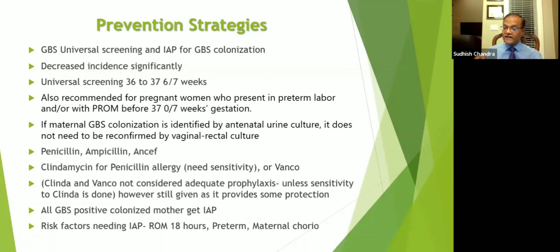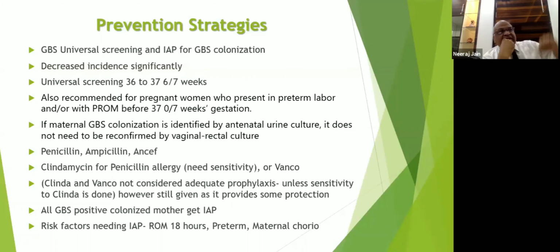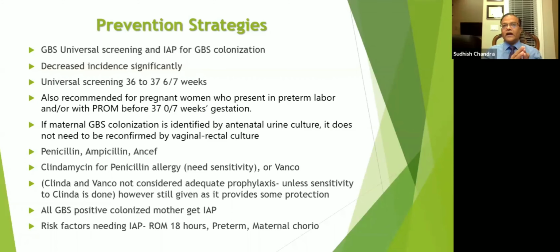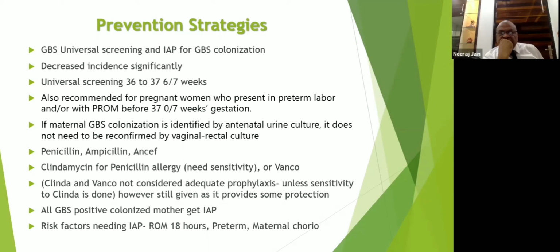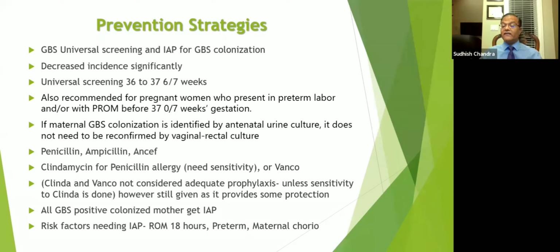If they are more than 37 weeks and GBS status is not known, in that case we go by risk factors. If they have rupture of membranes more than 18 hours, or they are preterm, or maternal chorio, then they get intrapartum prophylaxis. So all these things are based on that: if intrapartum prophylaxis was indicated and they did not get it, those are the babies we evaluate even if they are not symptomatic, and many of them get treated with antibiotics.